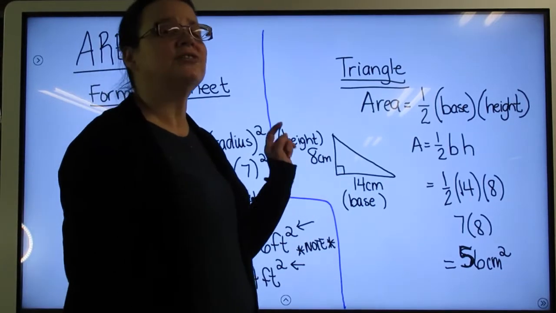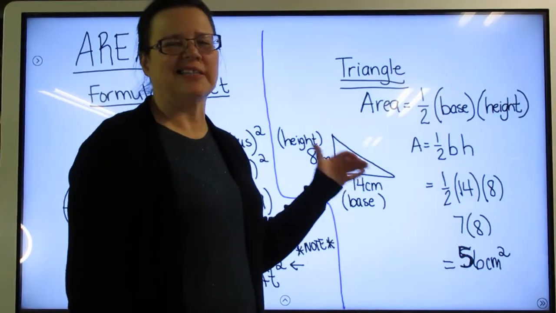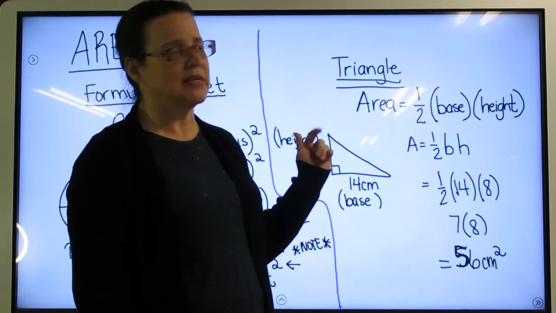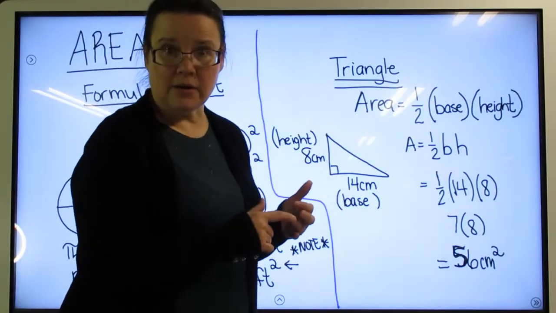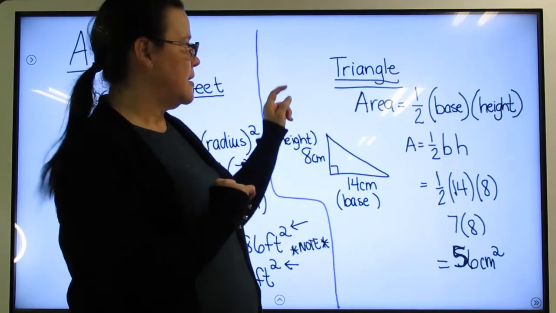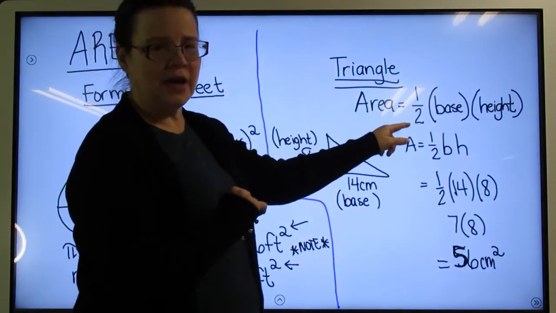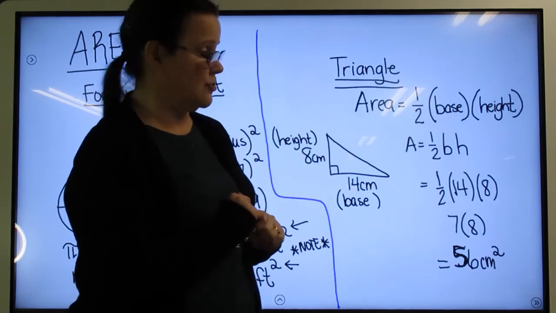Okay, now we're going to start the area of shapes. Since I did the area of the circle prior to this, I'm going to do area of a triangle, trapezoid, parallelogram. So bear with me. The area is half times the base times the height of a triangle.